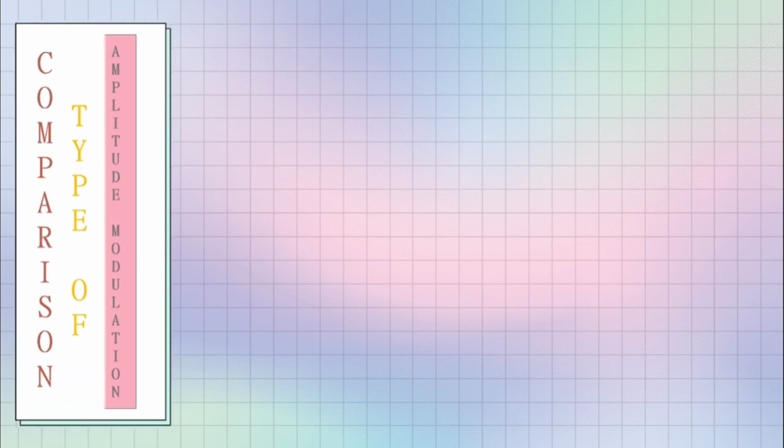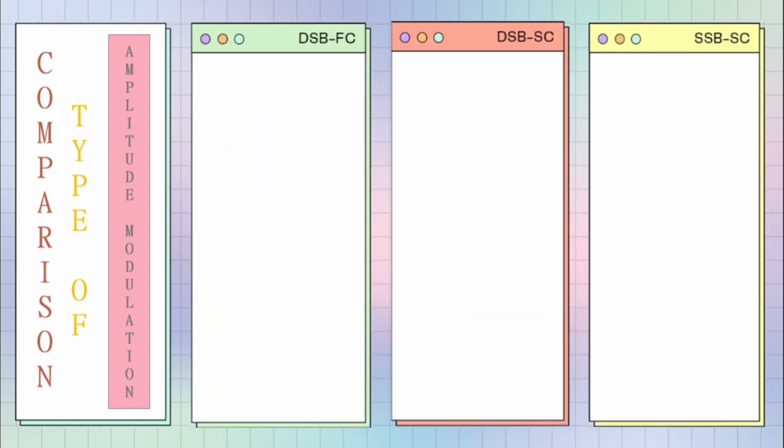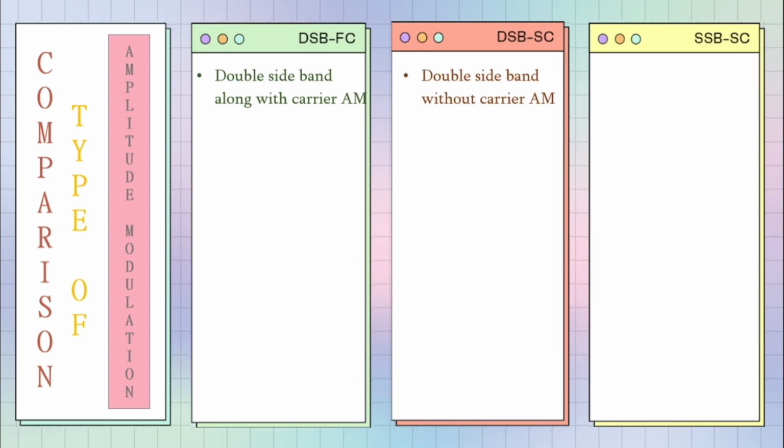After we have learned the three types of amplitude modulation, here is the comparison between the three types of them, which are DSBFC, DSBSC, and SSBSC. So DSBFC is double sideband AM along with carrier, and the same goes for DSBSC but without carrier, and SSBSC has only one sideband without a carrier.